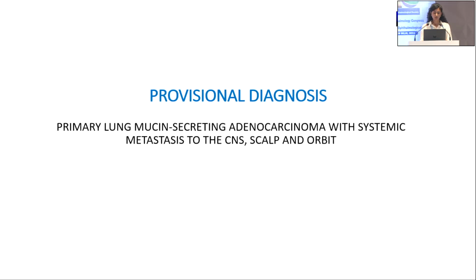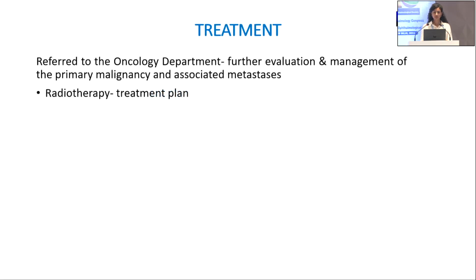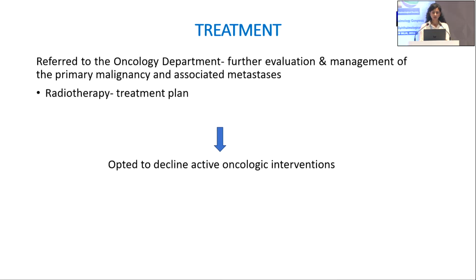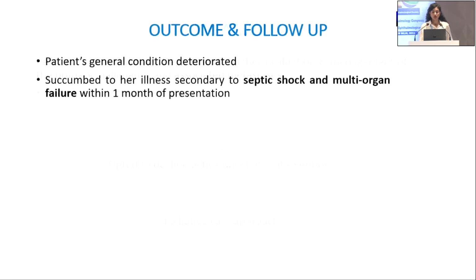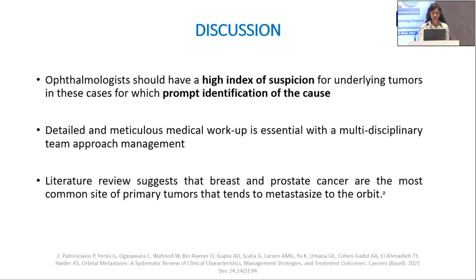And a provisional diagnosis of primary lung mucin secreting adenocarcinoma with systemic metastasis to the CNS, scalp, and orbit was made. The patient was referred to oncology department for further evaluation and radiotherapy was planned. However, the patient declined and she was kept on palliative care. Outcome, the patient succumbed to her illness secondary to septic shock and multi-organ failure within 1 month of presentation.